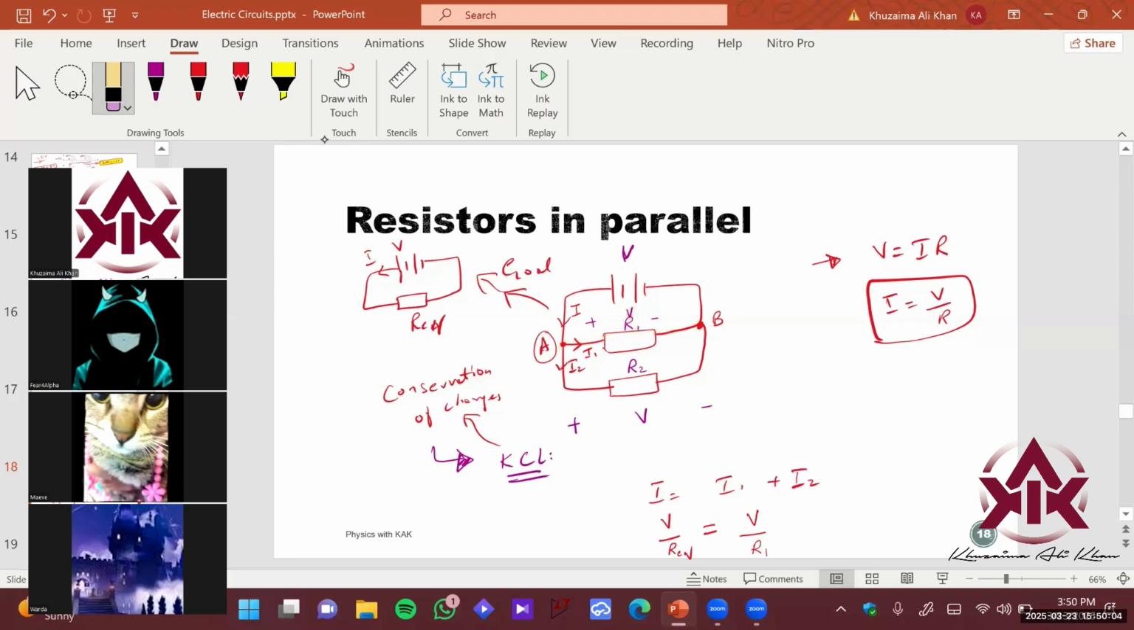Okay. Now I want to find out the current flowing through this branch, right? How would I find it out? I basically wanted the voltage drop across this branch, that is V, and the resistance of this branch, that is R2, right? So that's how you can basically find out I2, right? So it's going to be plus V upon R2.